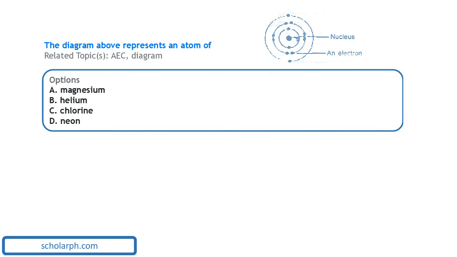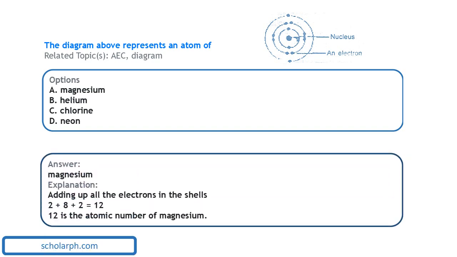The diagram above represents an atom of. What we can do is, from this diagram, get the atomic number of the element. How do we do that? By adding up the number of electrons that we have here. These small dots are electrons. In this shell we have 2 electrons, here we have 8, and here we have 2, so 2 plus 8 plus 2 will be 12. The element with the atomic number of 12 is magnesium. Magnesium has the atomic number of 12.